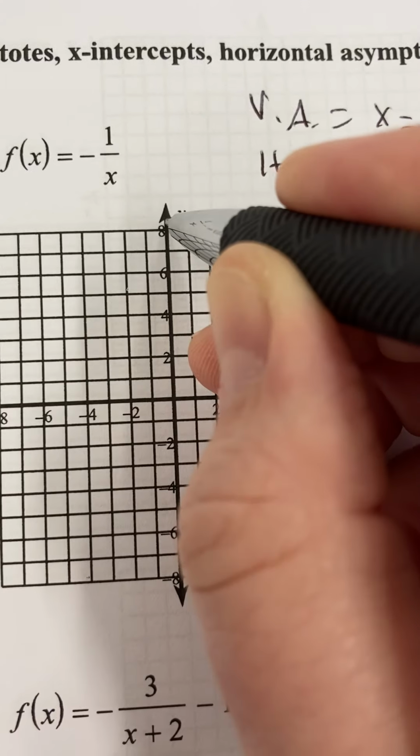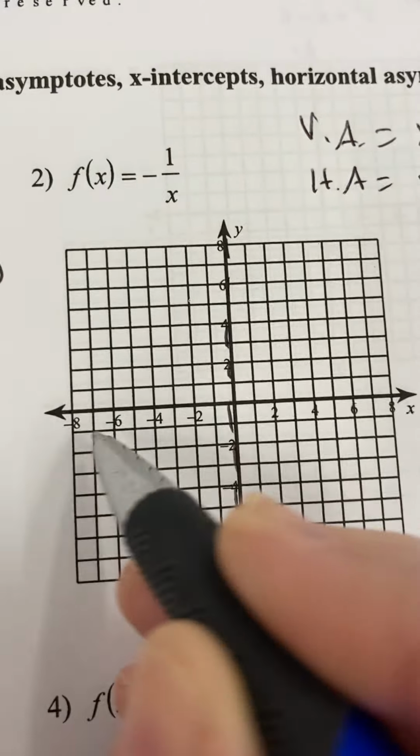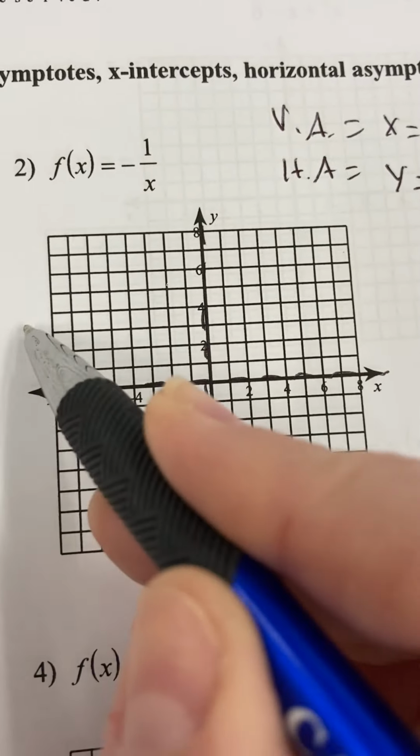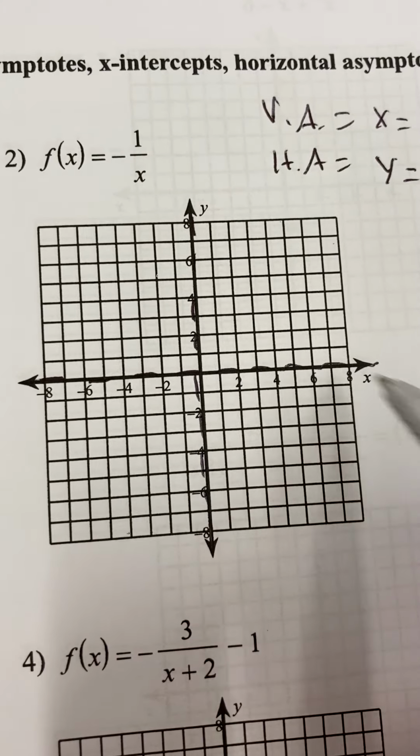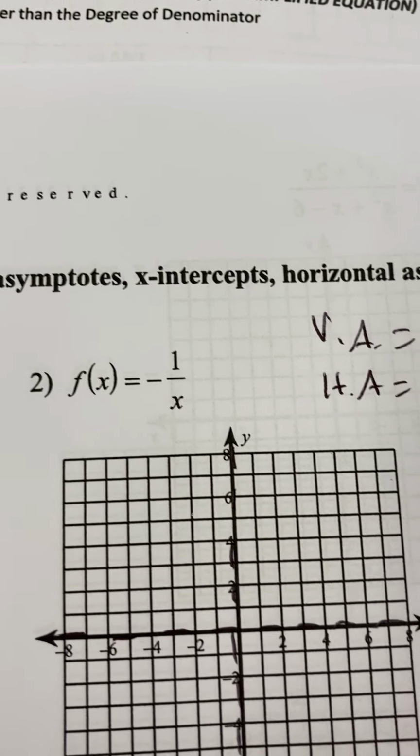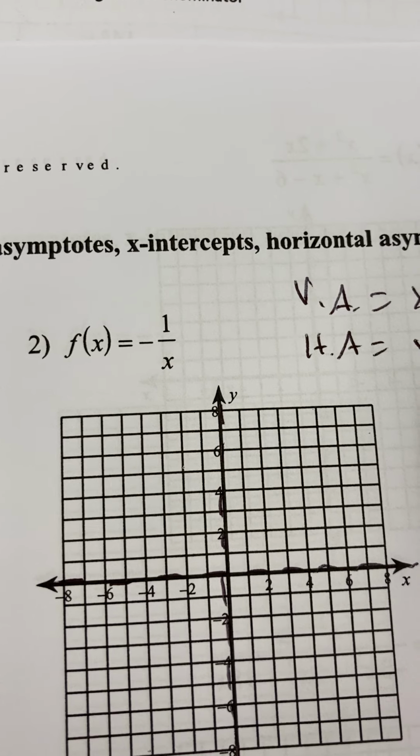So both of these are on the axes, okay? So right here is my vertical, across here is my horizontal, so I'll be swooping somewhere in one of these two quadrants. All right, the next thing we need to do is find the intercepts.